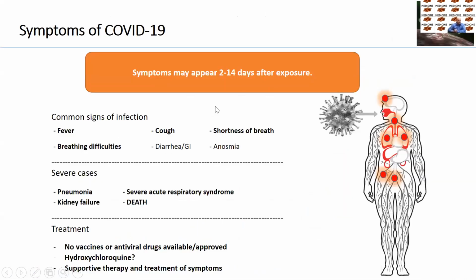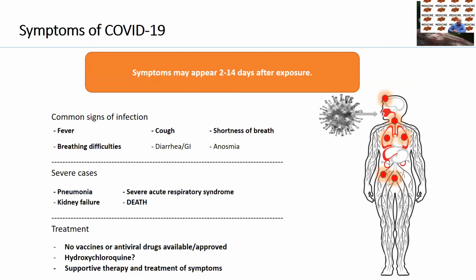Symptoms, again, 2 to 14 days after exposure, commonly we're going to see fever, breathing difficulties, cough, shortness of breath, some case reports of diarrhea or GI symptoms, nausea. In the severe cases, obviously pneumonia, respiratory distress.